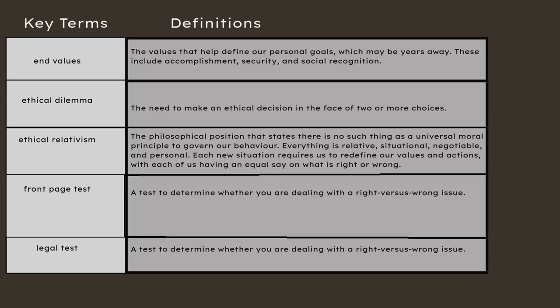Ethical relativism is the philosophical position that states there is no such thing as a universal moral principle to govern our behavior. Everything is relative, situational, negotiable, and personal. Each new situation requires us to redefine our values and actions, with each of us having an equal say on what is right or wrong.